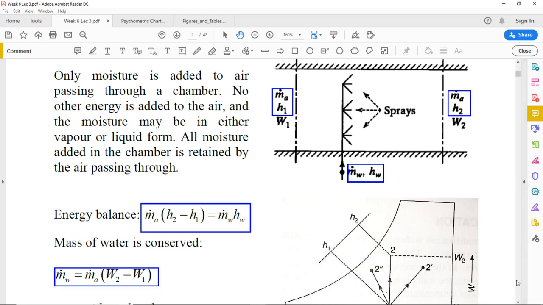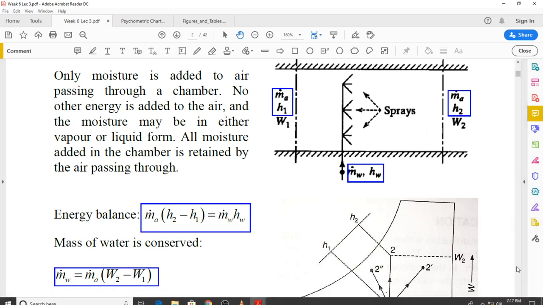Similarly, looking at the conservation of water in the air stream, remember the mass flow rate of water vapor is equal to the mass flow rate of dry air times the humidity ratio. So at state 1 we have m dot A times W1, to which we add the water at the rate m dot W, and at the end of the process we get m dot A times W2. As before, we collect the terms which have m dot A on one side, and we get m dot W is equal to m dot A times (W2 minus W1).